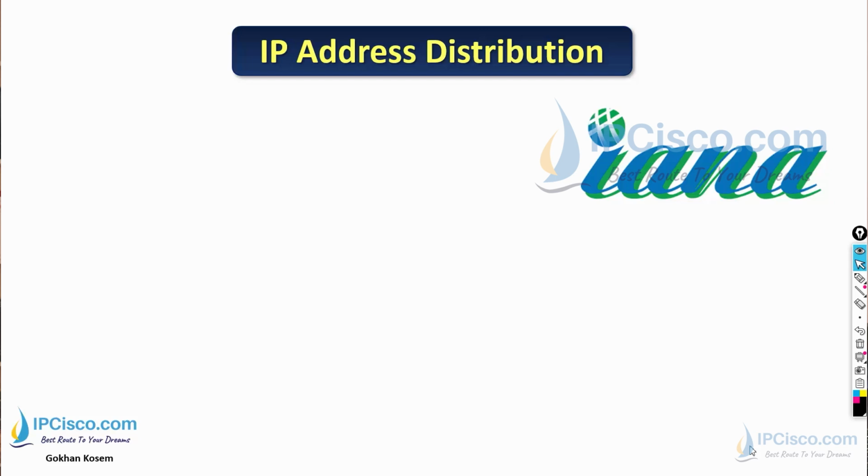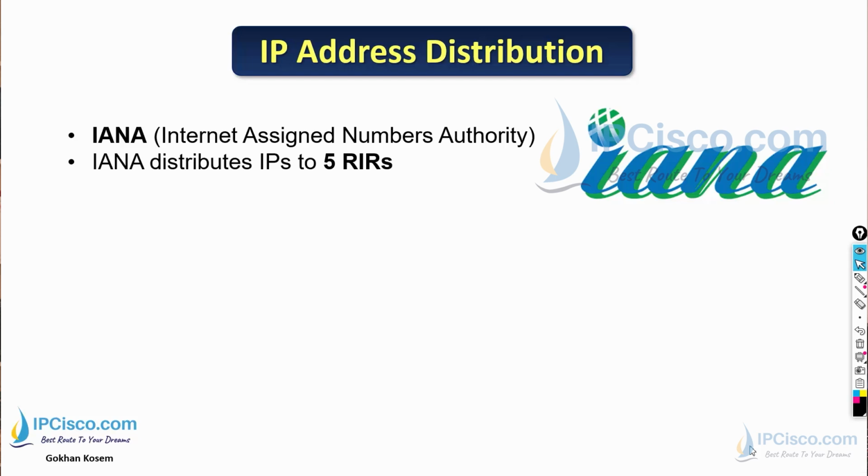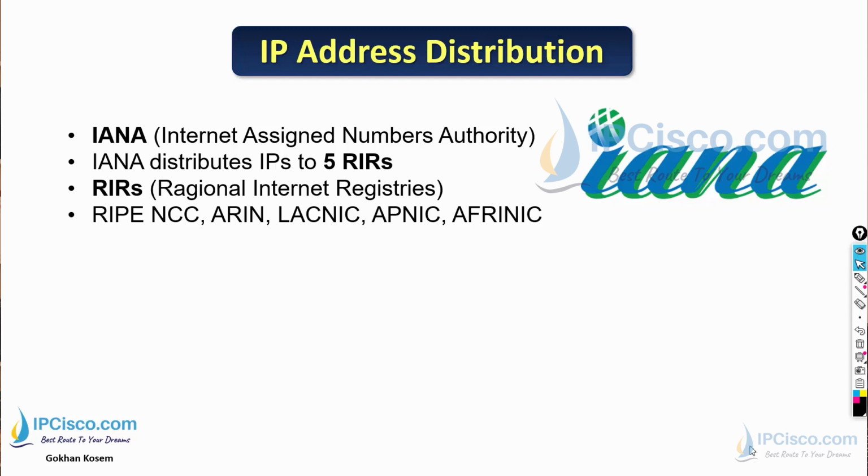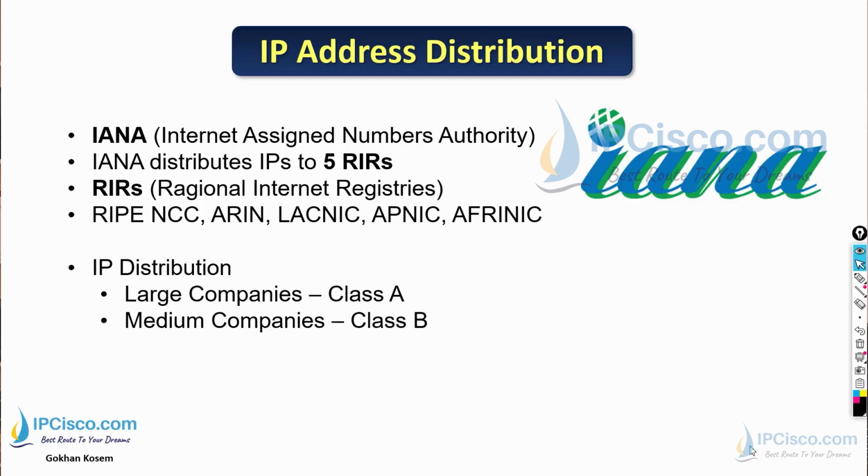So let's remember the IP distribution. Which organization does IP address distribution in the network world? This is IANA, the Internet Assigned Numbers Authority, and IANA distributes IP addresses to 5 regional internet registries of the world. These regional internet registries are RIPE NCC, ARIN, LACNIC, APNIC, and AFRINIC. These regional internet registries distribute Class A IP addresses to large companies. They distribute Class B addresses to medium companies and Class C addresses to small companies.